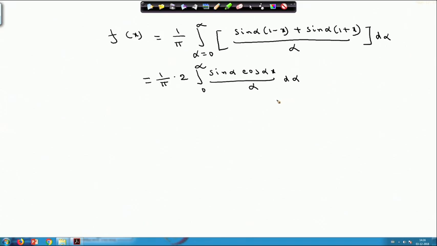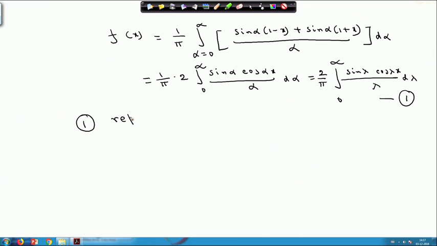I can replace alpha with lambda and simply write it as 2 by pi, integral from 0 to infinity, of sine of lambda into cos of lambda x by lambda, d lambda. Therefore, this represents f(x) as a Fourier integral. So, please note this one.